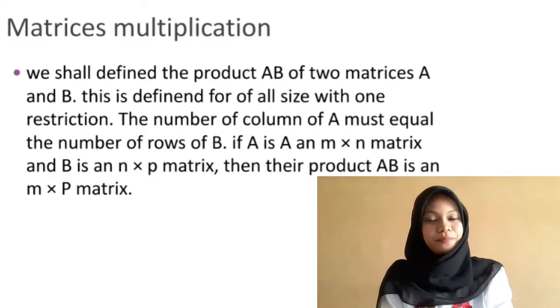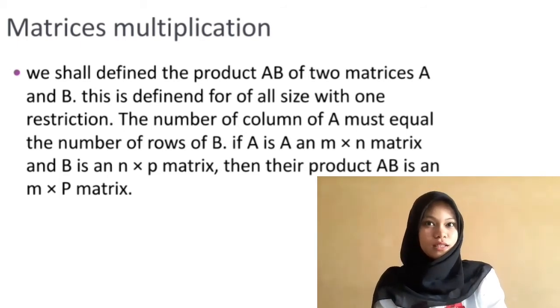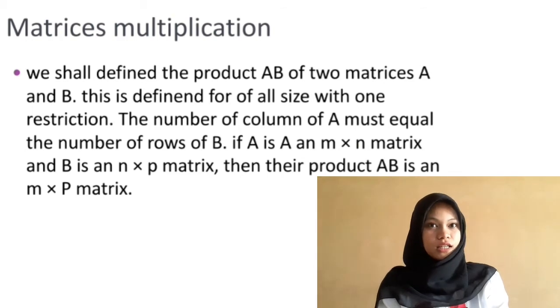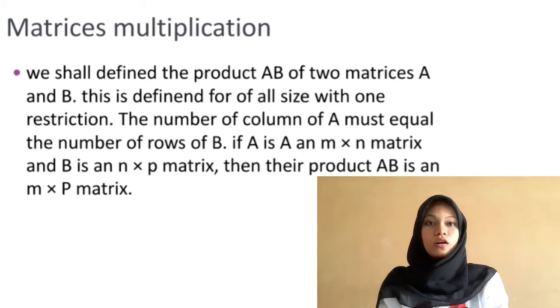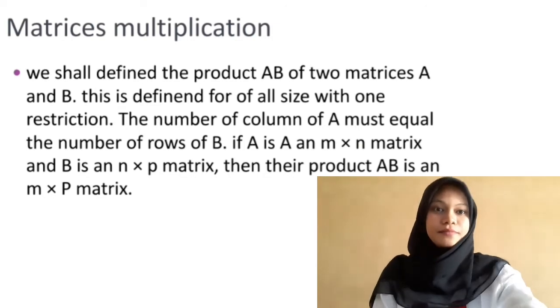Matrix multiplication. We shall define the product A times B of two matrices A and B. This is defined for matrices of all sizes with one restriction. The number of columns of A must equal the number of rows of B. If A is an m times n matrix and B is an n times p matrix, then their product AB is an m times p matrix.